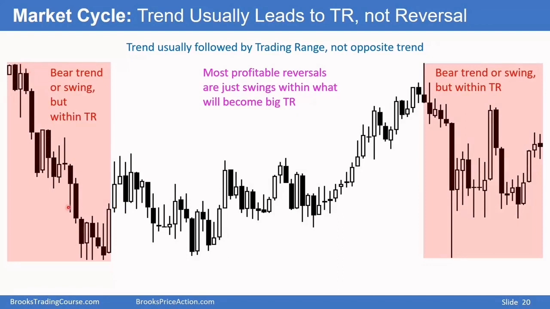A bear trend or swing with bad follow-through looks like a bear leg in a trading range. Again, a bear trend or a swing. We're staying above the lows over here, staying below the highs over here. That means this bear trend is simply a leg within a big trading range.